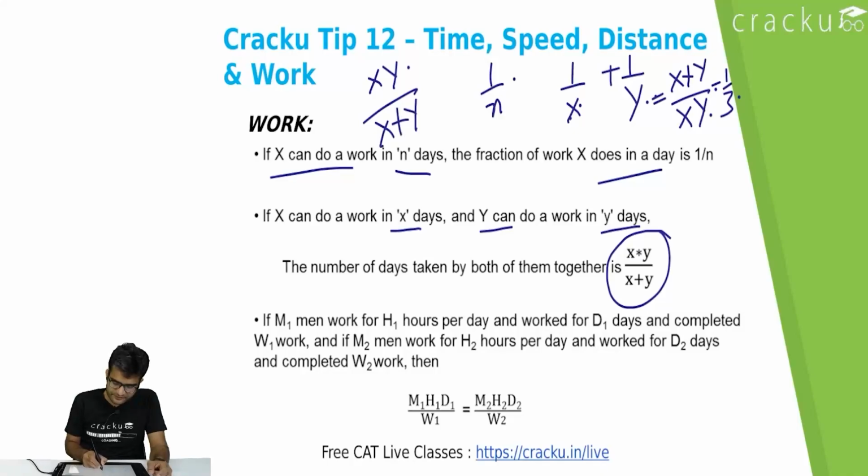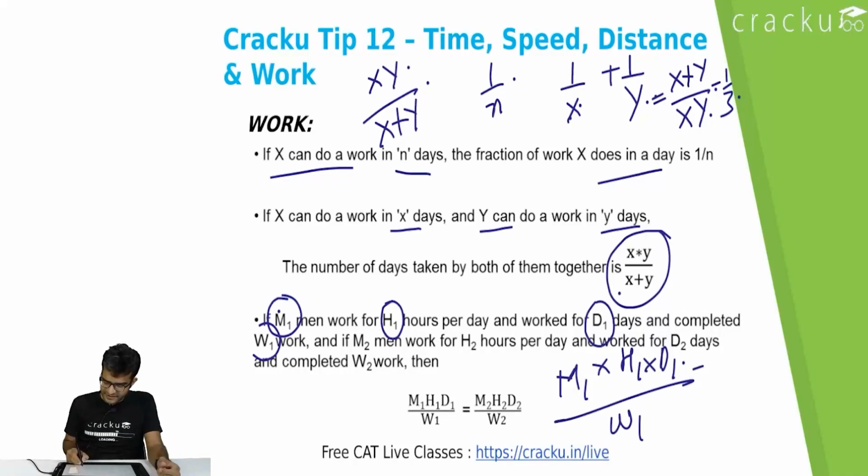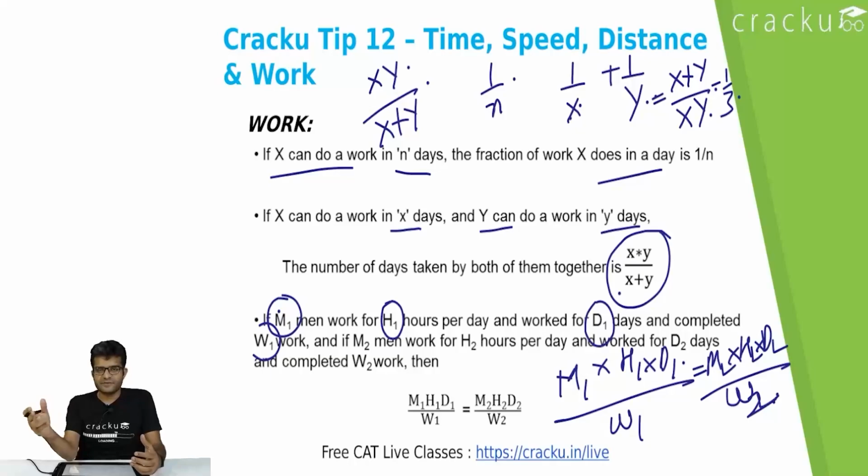Similarly, if you are told that M1 people work for H1 hours per day and they work for D1 days and they completed W1 work, what this would imply is that the total man hours that were utilized will be M1 into H1 into D1. This is proportional to the work done. If this many man hours was inputted into getting a job done, this will be the same as M2 into H2 into D2, which will be the man hours that another job has taken. So the work done will be in proportion to the amount of man hours that was inputted.